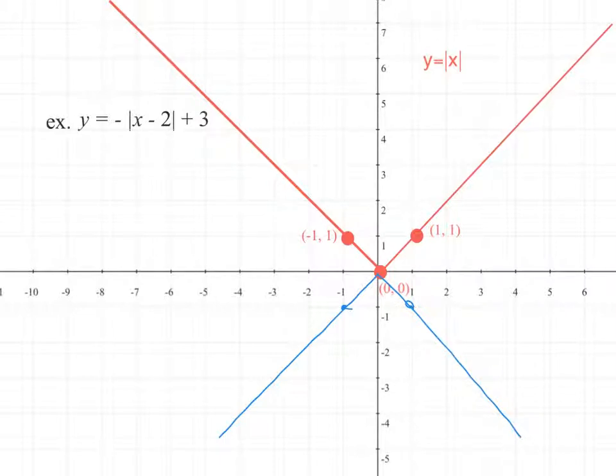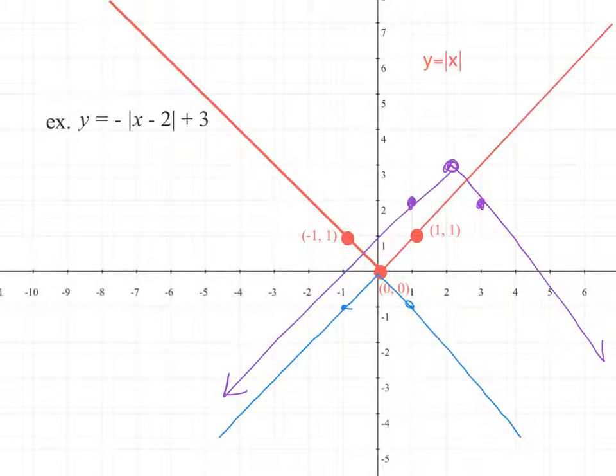And let me use a different color just to show the next transformation. Every point now will move to the right 2 and up 3. Okay, there's the 3 points. And the purple graph that you see is now my final graph. So I'm showing each step along the way.